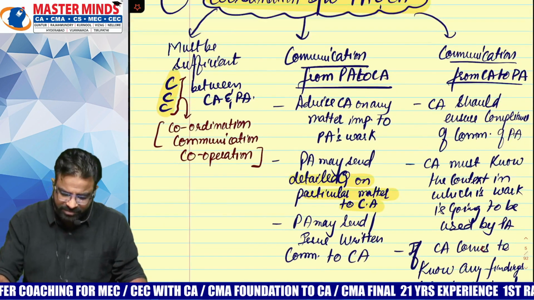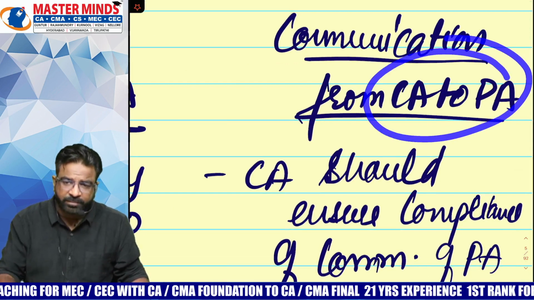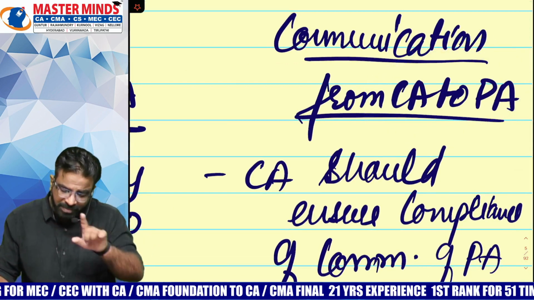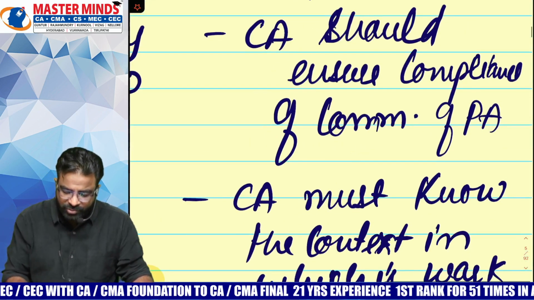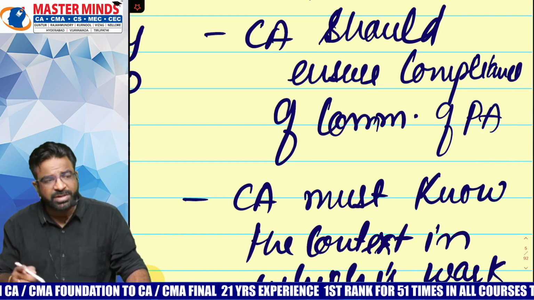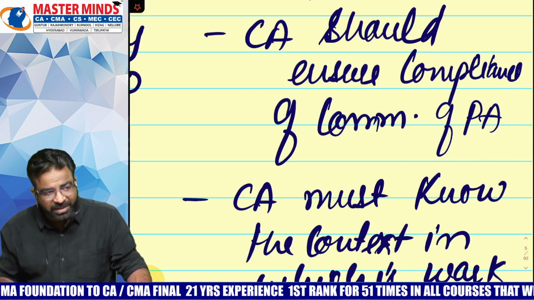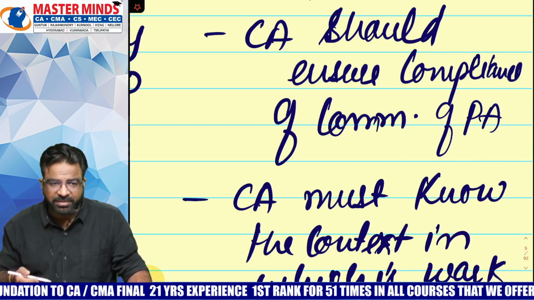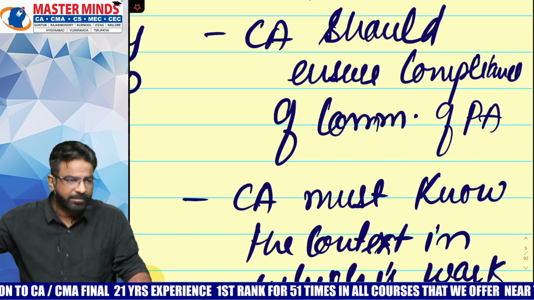And what is the last one? Communication from whom and whom? CA to now PA. CA should ensure the compliance of what? Communication of what? PA. So who should follow whose directions? CA should follow PA's direction, that should show from the work done by them. Are you getting the point?